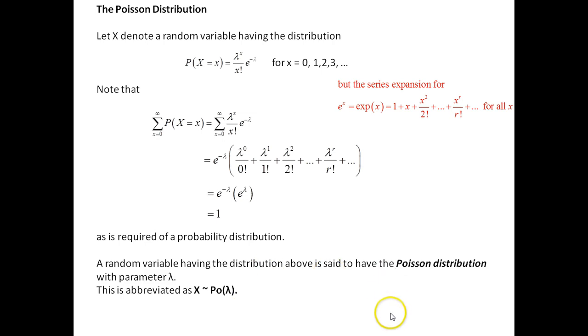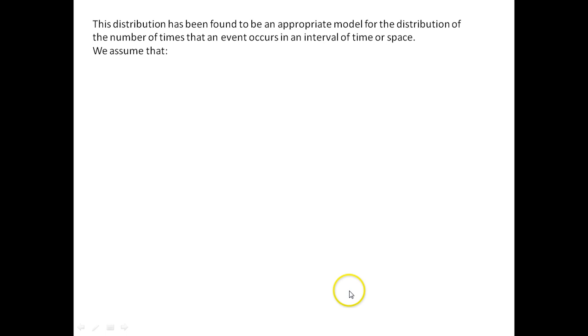A random variable having the distribution above is said to have the Poisson distribution with the parameter lambda, and is written as X is a random variable having Poisson distribution with the parameter lambda. This distribution has been found to be an appropriate model for the distribution of the number of times an event occurs in an interval of time or space.